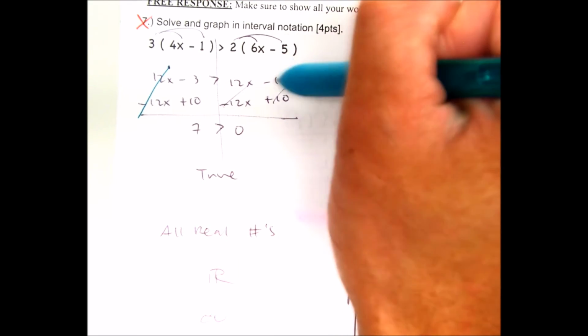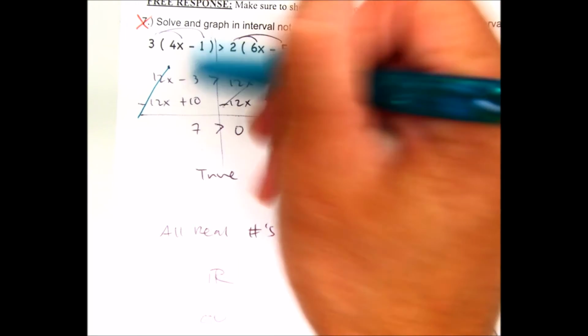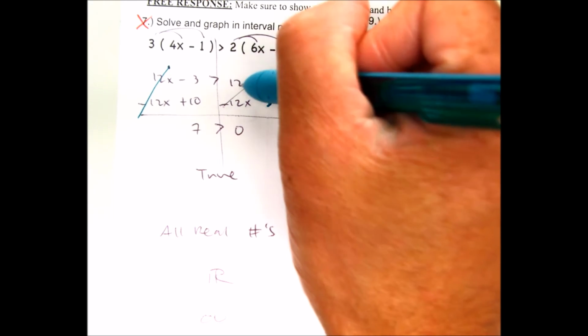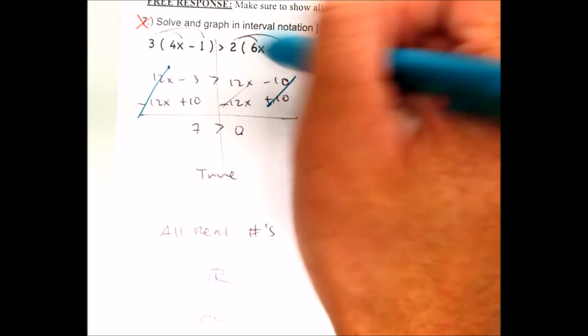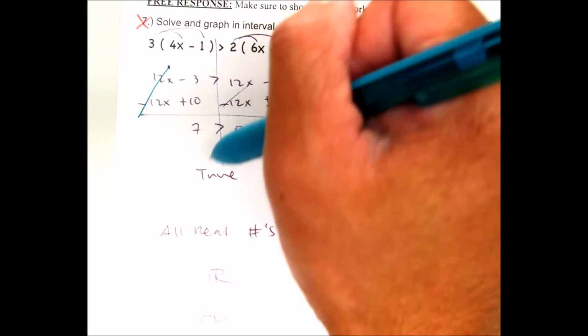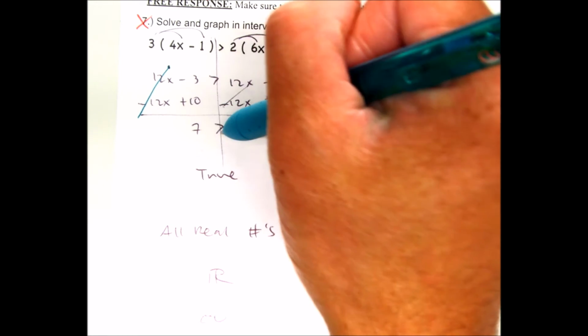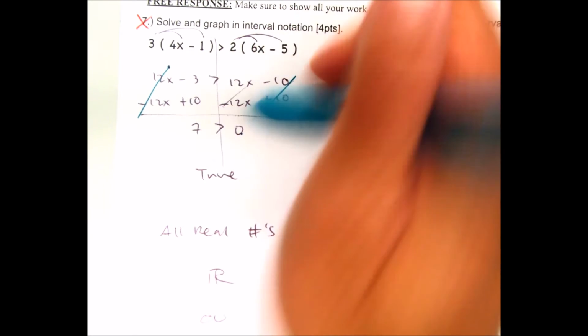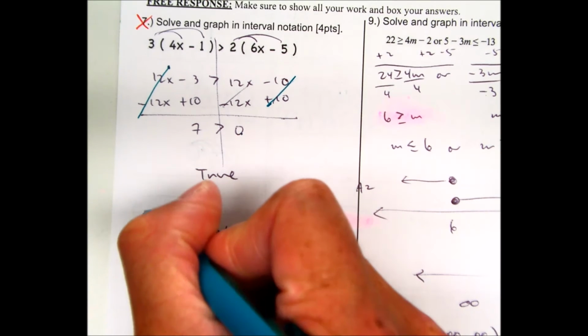I'm going to get like terms together, so I subtract 12x, put that underneath on the other side. I want to move this over, so I add 10. That equals 0. 12x minus 12x actually equals 0, so you're left with 7 greater than 0. Remember, I don't flip the inequality sign. You only flip the inequality sign when you divide or multiply by negative. 7 is greater than 0. That is true all the time. All real numbers is your Algebra 2 answer.